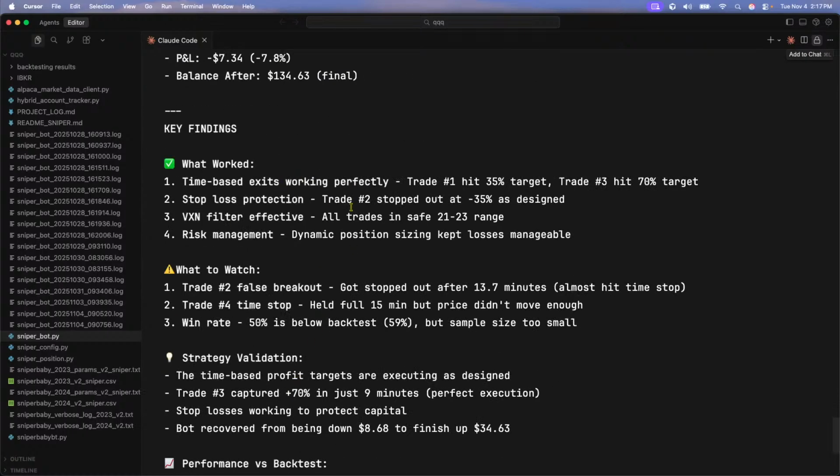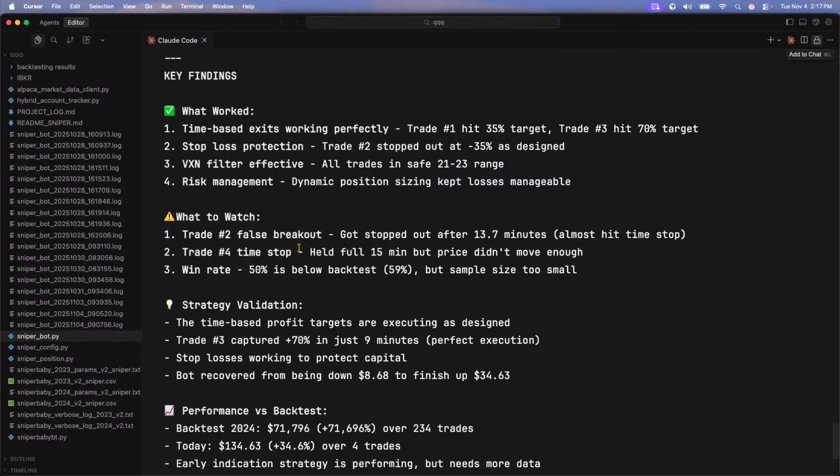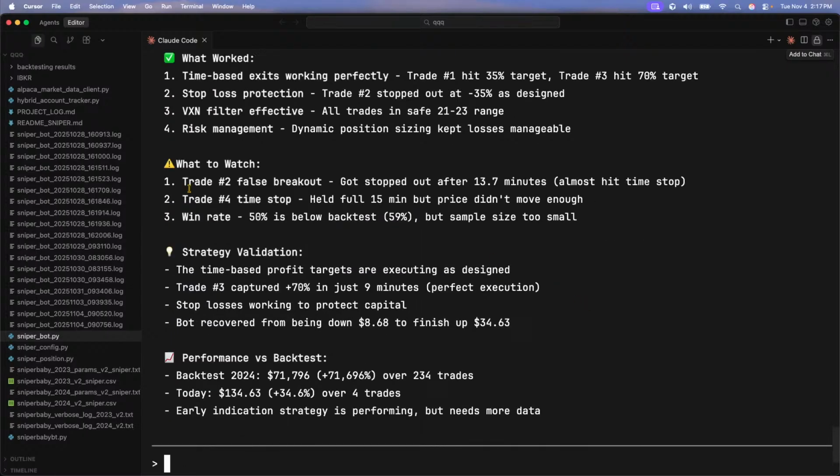Right, what worked? The time-based exit works perfectly. Trade one hit the 35% target. Trade three hit the 70% target. Stop loss protection: trade two stopped at 35 as designed to filter what we should watch. Trade two was a false breakout, got stopped after 13 and a half minutes, almost hit time stop. Trade four held for the full 15 minutes, but the price didn't move that much. The win rate of 50% is below the 59%, but the sample size is too small.